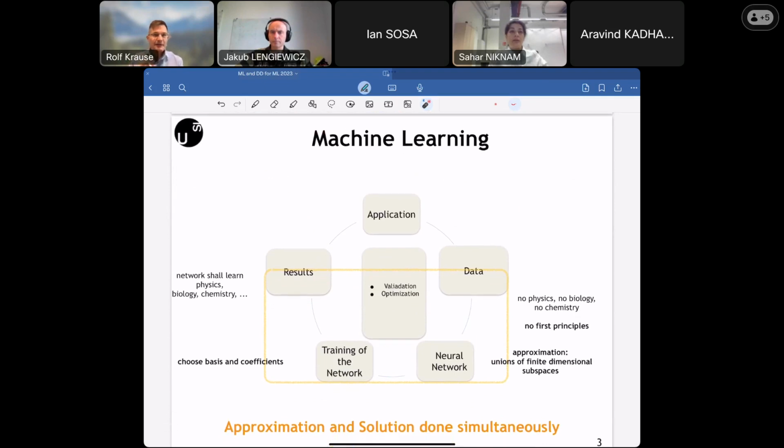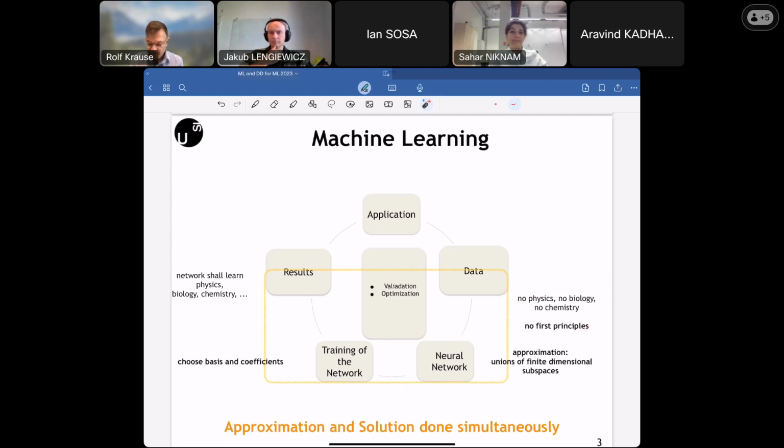So machine learning is slightly different. You don't try to understand what you do. I'm maybe a little bit impolite at this point, but the argument is you have a lot of data and you have no idea about the underlying physics, biology, chemistry, whatsoever. So there are no first principles at all. And then you put in your neural network.